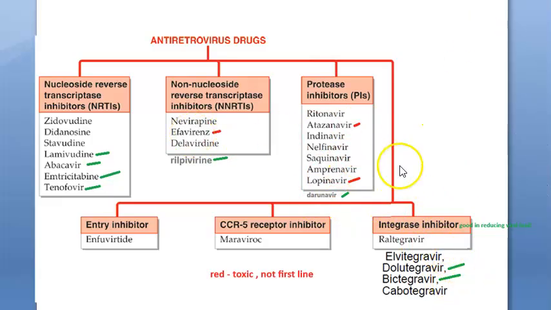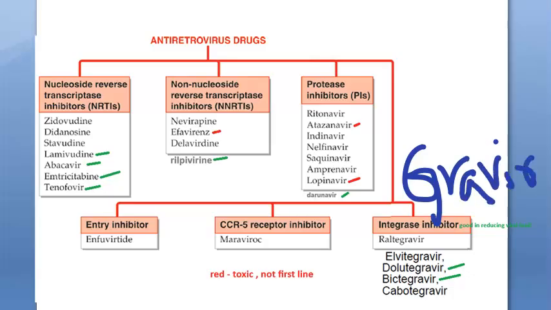The ones in red are toxic and they are not used as first line. So let's look at the drugs again. NRTI: lamivudine, abacavir, emtricitabine, tenofovir. NNRTI: rilpivirine. Protease inhibitor: darunavir. Integrase inhibitor, very important if the viral load is high. Dolutegravir, bictegravir. Okay, gravir, all gravirs.